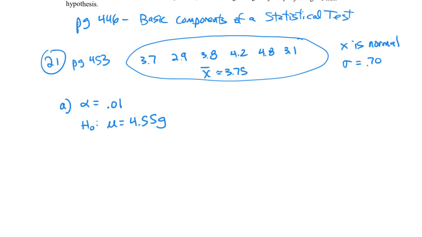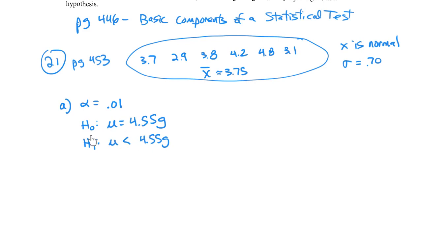Then look at the way they ask the question. The way they ask determines what the alternate hypothesis is, although you can figure it out looking at these numbers. These are mostly way below 4.55, so you'd think it's going to say mu is less than this. And it does. The problem says, do the data indicate that the mean weight of these birds in this part of the Grand Canyon is less than, that's the key, mu is less than 4.55 grams.